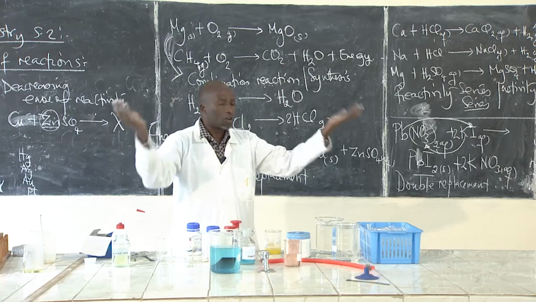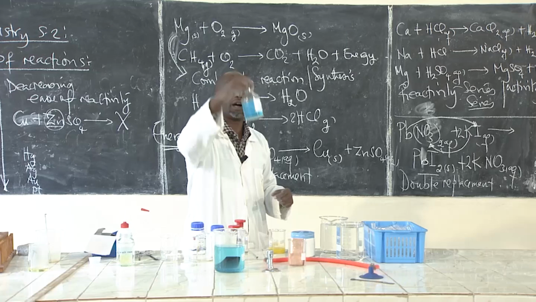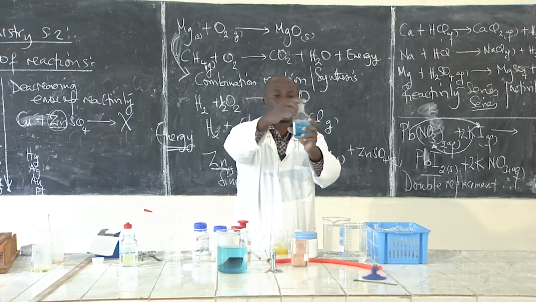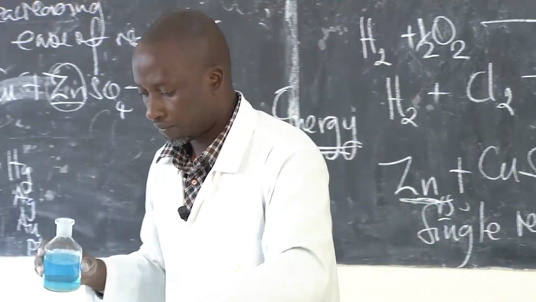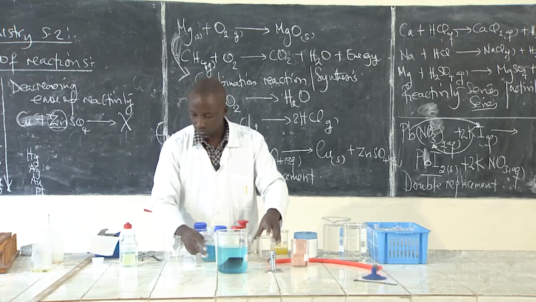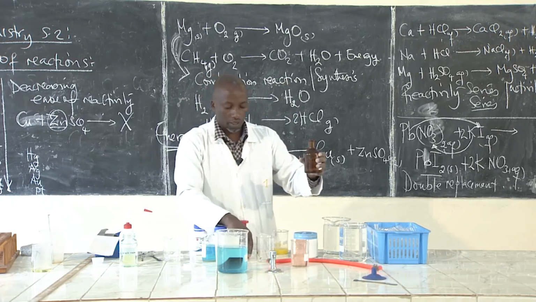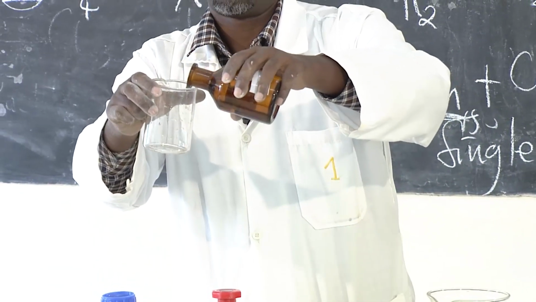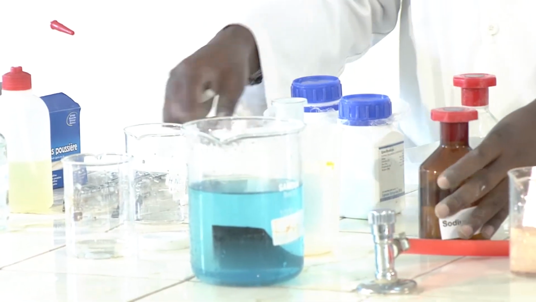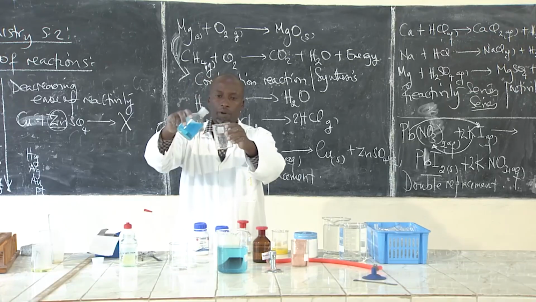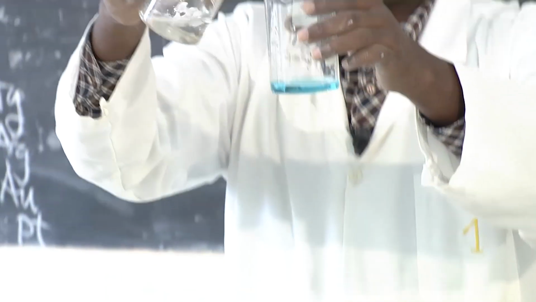You can even think of some other examples, not necessarily this. Probably you can have another one. I have copper 2 ions. This is copper 2 sulfate solution. And then I will have sodium hydroxide. It's here. That is sodium hydroxide. And I'm just going to mix it with the copper 2 sulfate solution. And see what is happening.